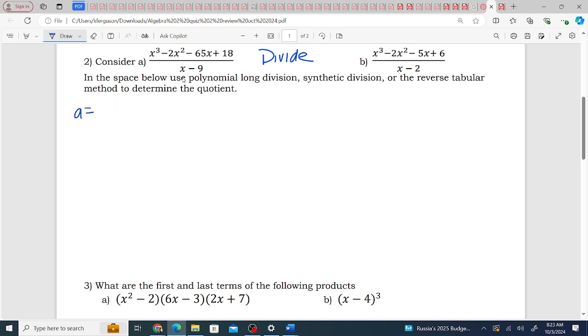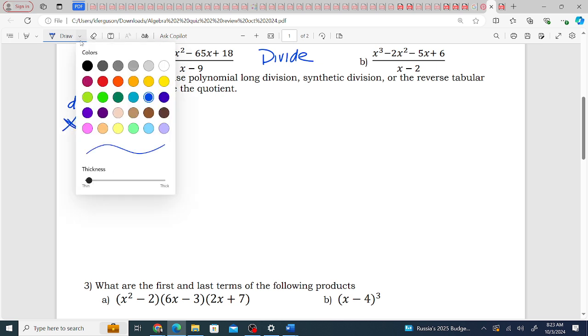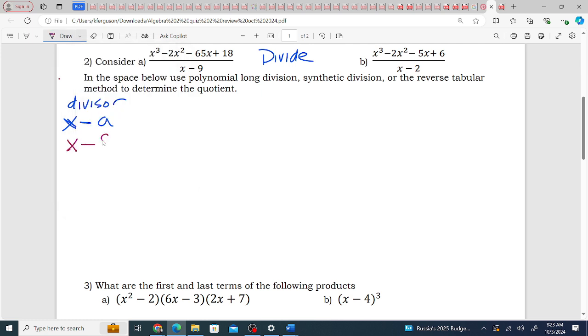It equals 9, because remember, when I'm looking at my divisor, I want it to be in the form of x minus a. So the problem says I have x minus 9. So I've already got the x and the minus part. So a would equal 9. So put 9 right here.